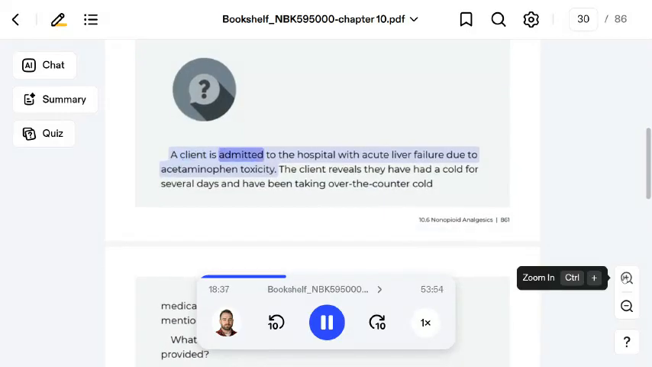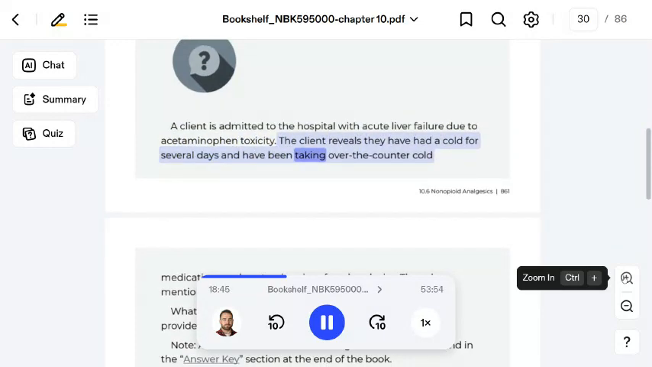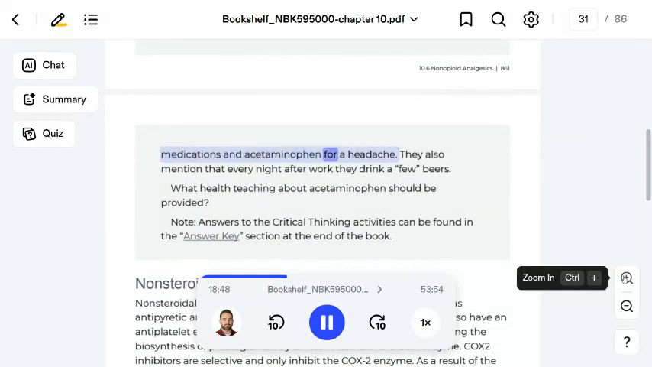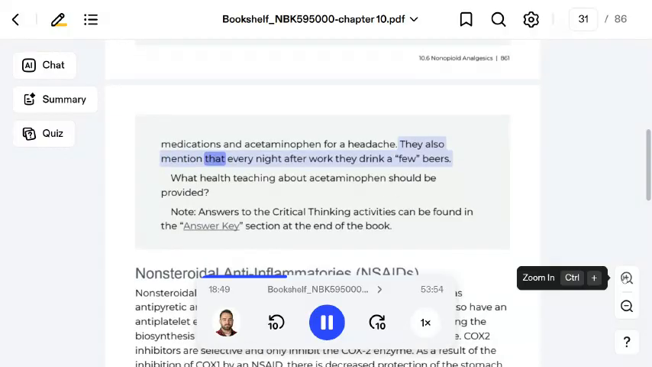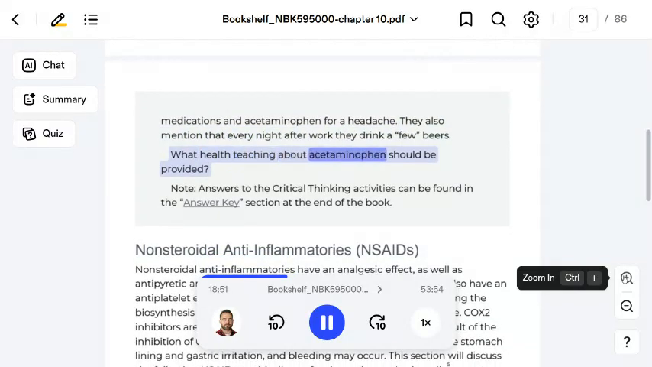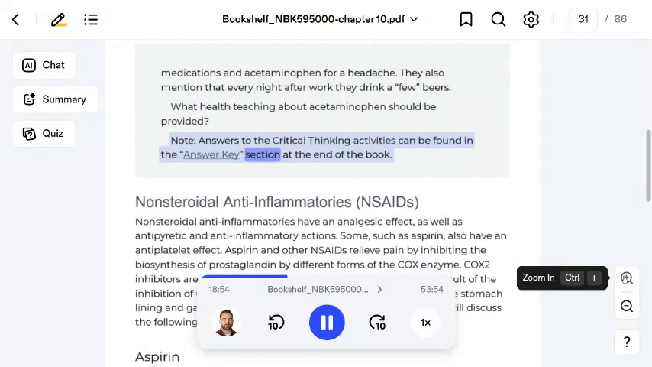A client is admitted to the hospital with acute liver failure due to acetaminophen toxicity. The client reveals they have had a cold for several days and have been taking over-the-counter cold medications and acetaminophen for a headache. They also mention that every night after work they drink a few beers. What health teaching about acetaminophen should be provided? Note: answers to the critical thinking activities can be found in the answer key section at the end of the book.